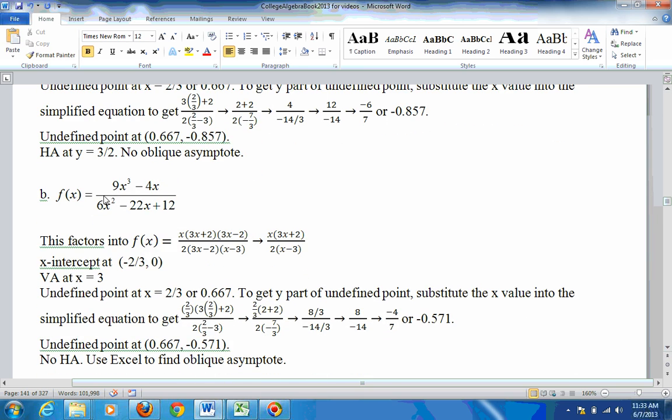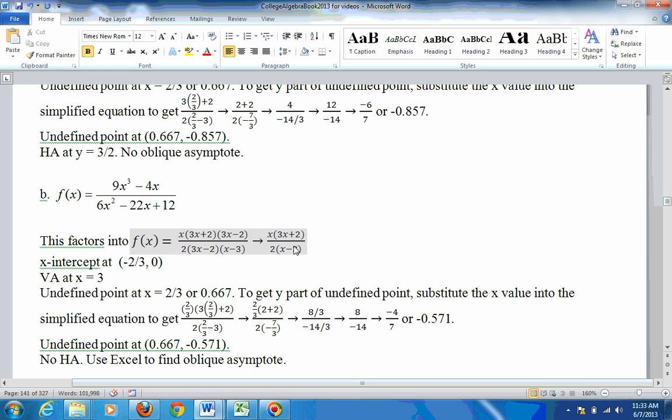So on the top here, instead of being 9x squared minus 4, it's 9x cubed minus 4x. An x factors out of that, and you're back to 9x squared minus 4, which factors into 3x plus 2, 3x minus 2. The bottom, we've already factored that. The 3x minus 2 cancels out, so that's going to give you the same x part of the undefined point we had before of 2/3.